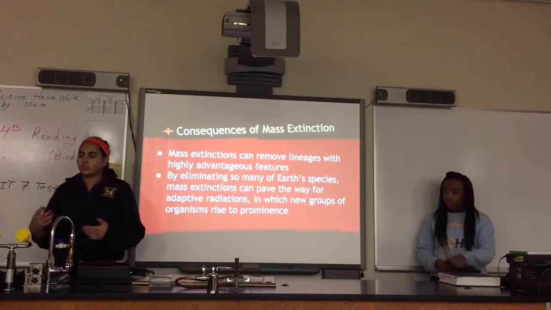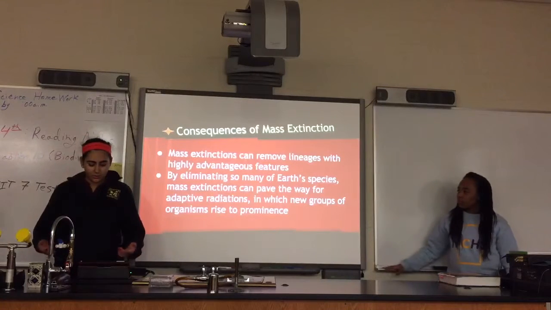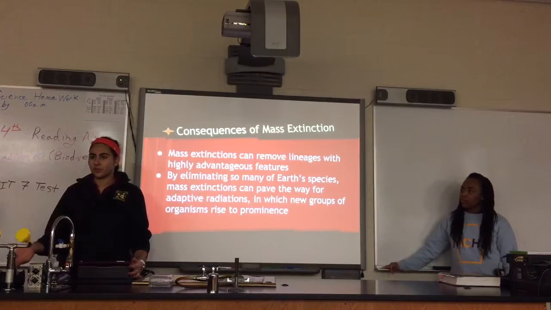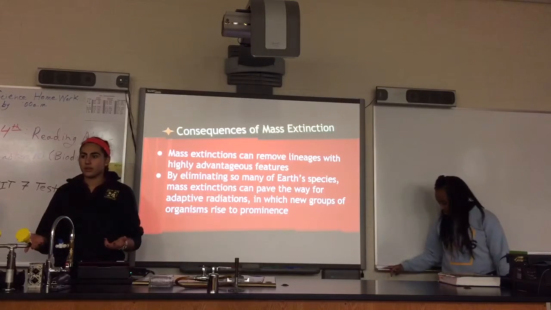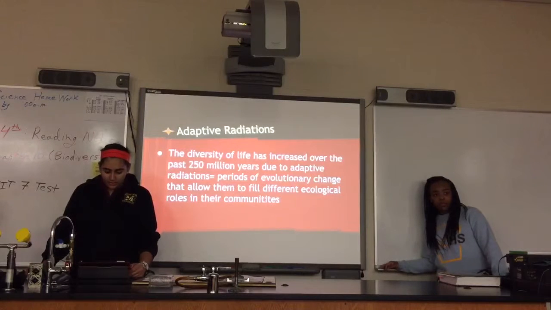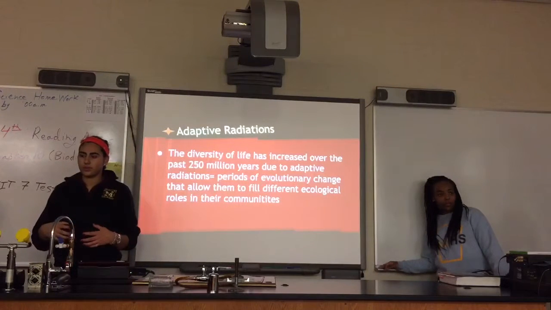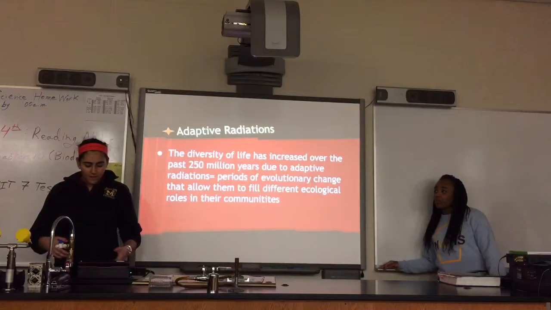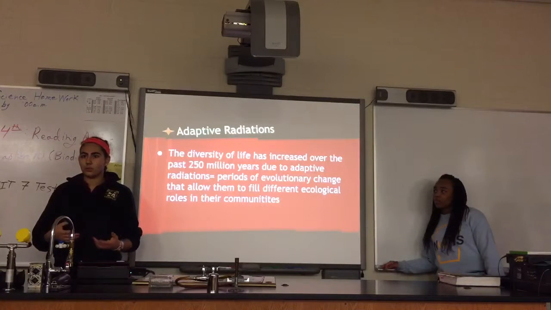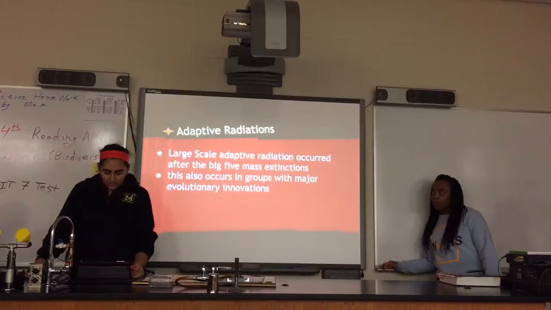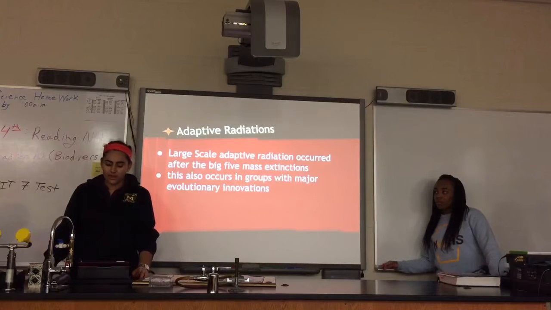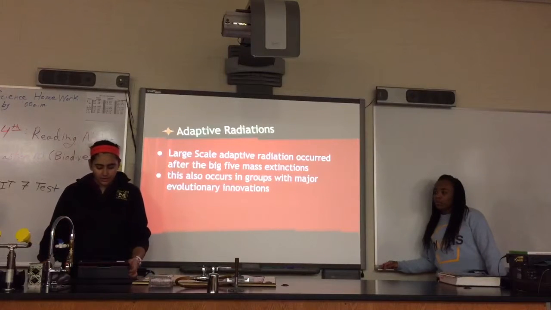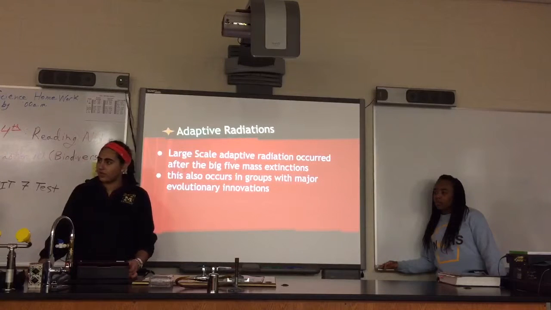But what mass extinctions do is pave the way for adaptive radiations. What that means is that with the decline of one type of organism comes the rise of another type of organism, which becomes dominant in the ecosystem or environment. This is why the diversity of life has really changed over the last 250 million years. Due to adaptive radiation, different species tend to fill different roles in the environment. After the big 5 mass extinctions, large-scale adaptive radiation occurred, and different species and animals came in and took over their ecosystems. This occurs in groups with major evolutionary innovations.